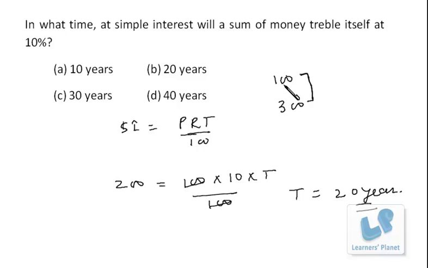Clear? You should be clear that if the amount is getting tripled, that means the difference, or the interest portion, is 2 times. If we started with principal rupees 100 and we are getting 300 after some period of time, that means 200 is the simple interest. So the simple interest value 200 I put over here. After filling in the remaining data, we get the time period as 20 years.